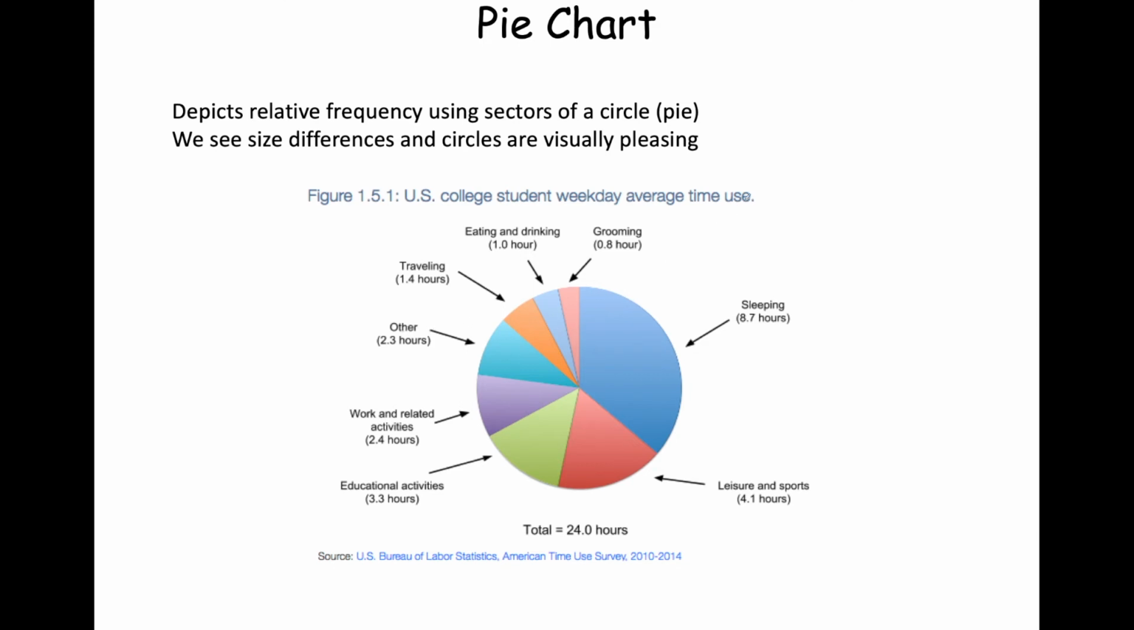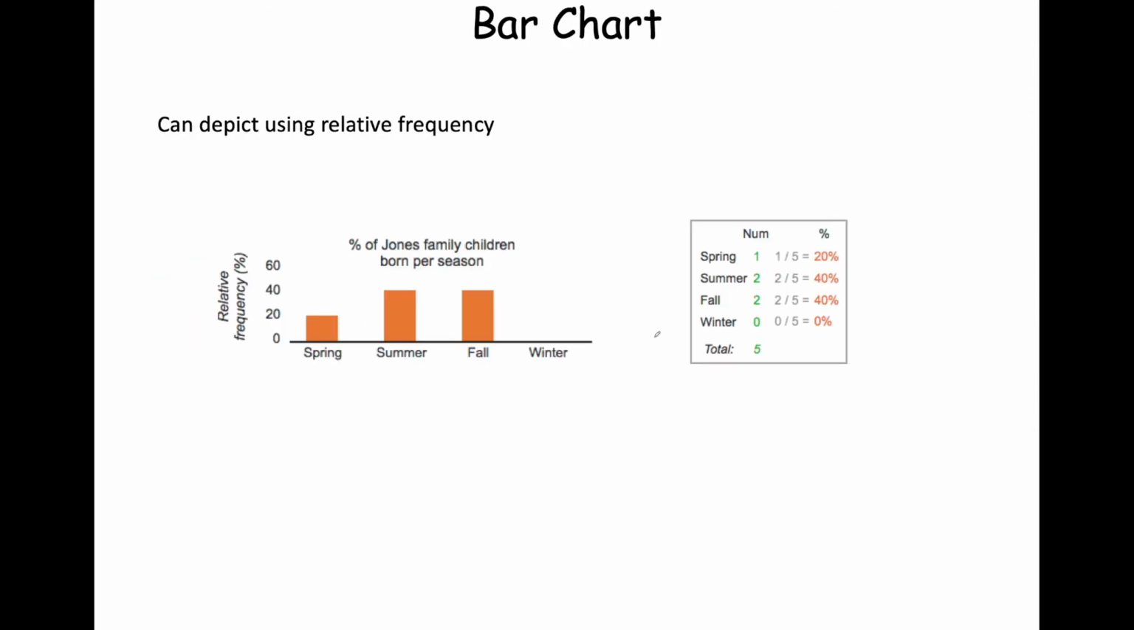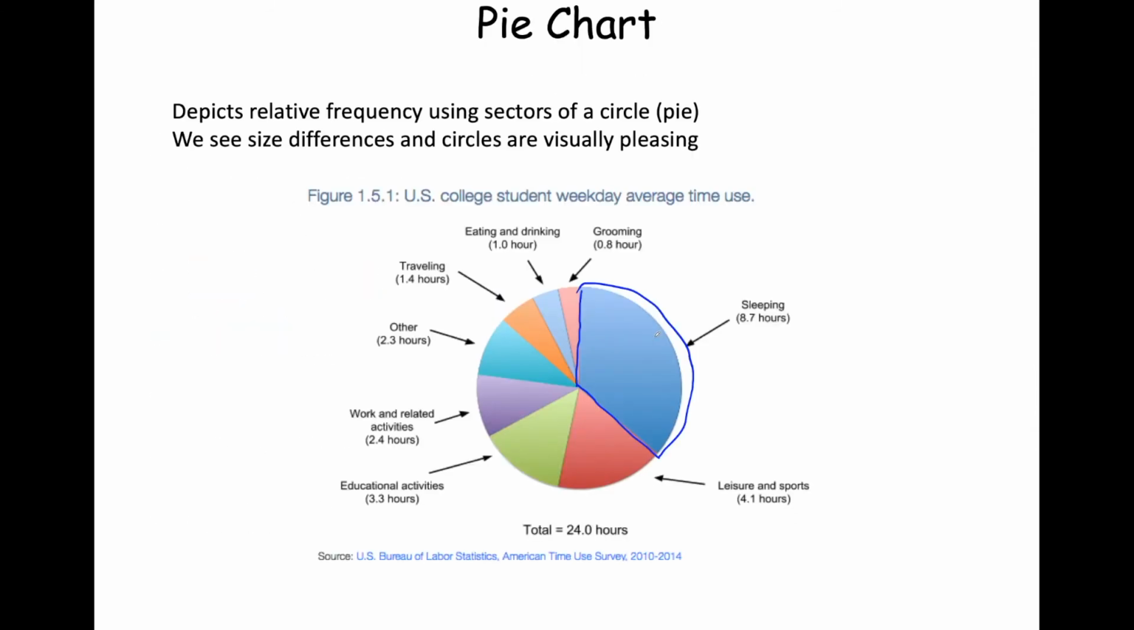This particular graph, from the Bureau of Labor Statistics, talks about the percentage of the day spent, in hours, by students for various activities. And so 8.7 hours, which is about a third of a day, they spend sleeping. You'll notice here this wedge of the pie for sleeping is roughly a third of the entire pie. And so this very quickly gives you a sense of the relative amount, the relative proportion, associated with each one of the activities. And in fact, you could take this normalized bar chart for the Jones family and turn it into a pie chart, and it gives you a very nice visualization.